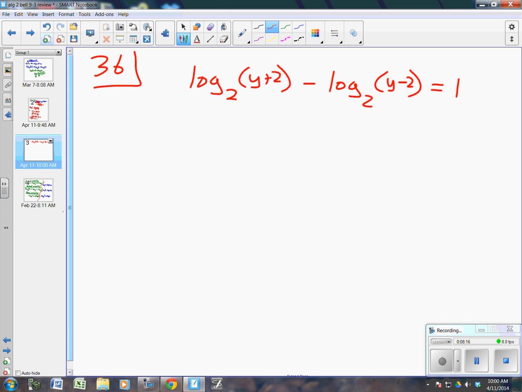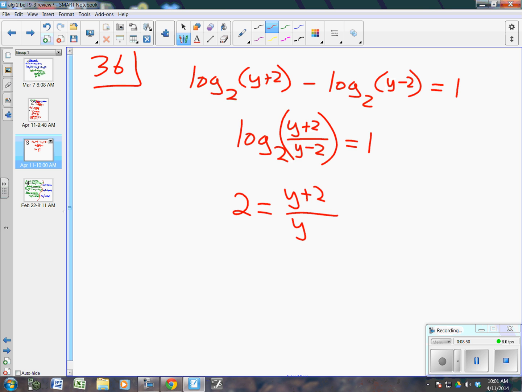Well, what's the property we're going to use right here, you guys? Quotient. Okay, so log base 2 of y plus 2 over y minus 2 equals 1, right? We can't cancel out y's. Before we do that, we have to change it to exponential form. So it's 2 to the 1, which is 2, equals y plus 2 over y minus 2.